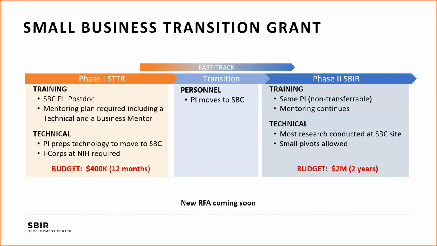After transition to phase 2, training should continue for this PI. It's the same PI, it's not transferable. So it has to be the same PI from phase 1. And the mentoring needs to continue with the technical mentor and the business mentor. Most of the research we hope will be conducted at the small business. We really do want to see the technologies moving out and the small businesses being formed. Small pivots are allowed. We don't want to see major pivots as you move out to the small business.